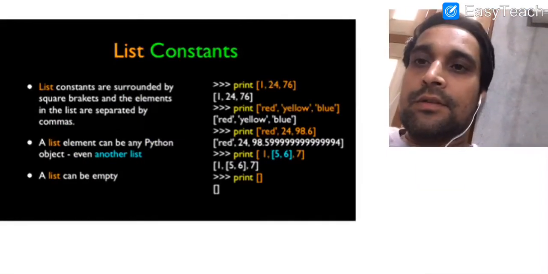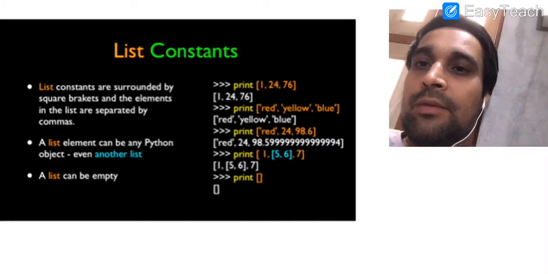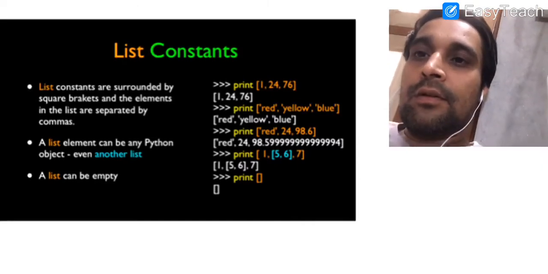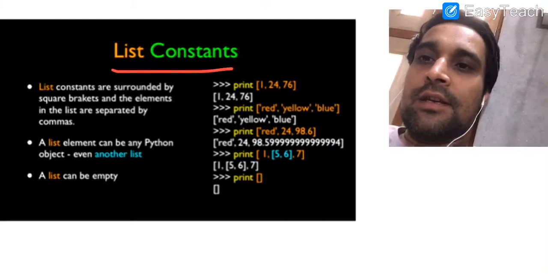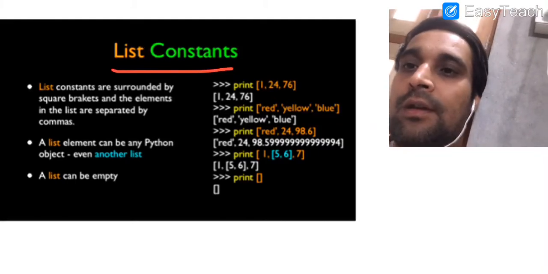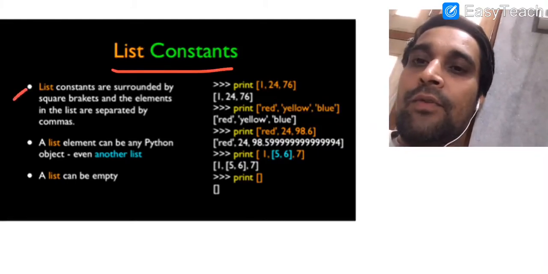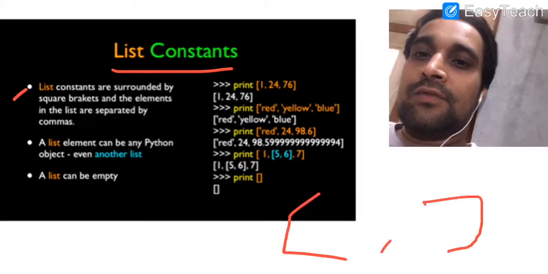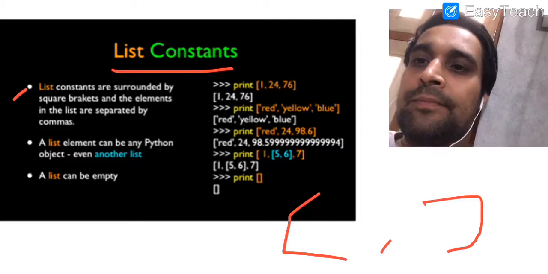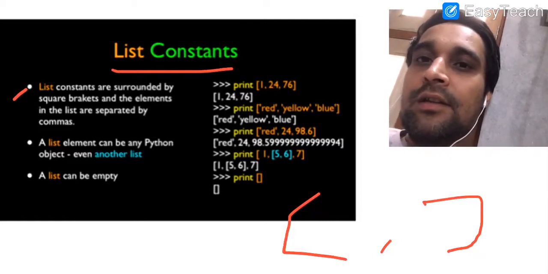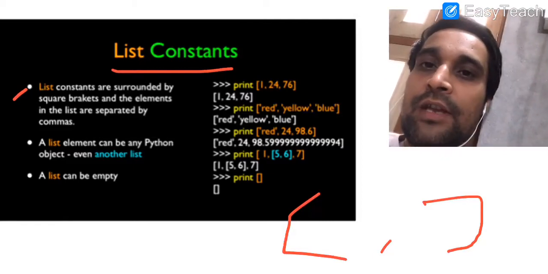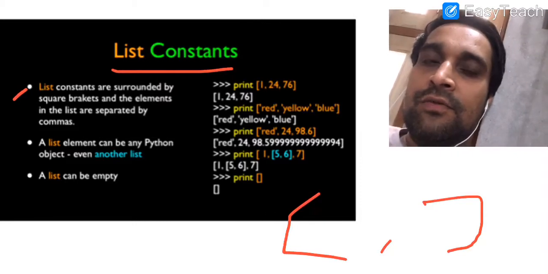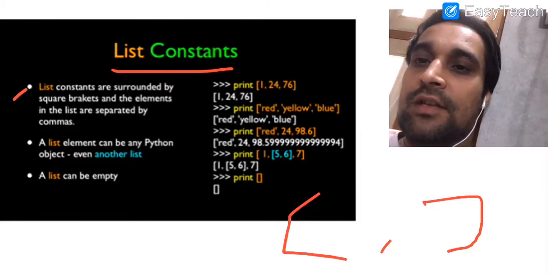So let us discuss a little bit more about list, or you can say list constants, or list literals. A list can contain a number of elements which are enclosed in square brackets, and these are separated by the comma operator. A list can contain another list. It means we can use the concept of nested list. If there is a list within another list, then it is known as nested list.